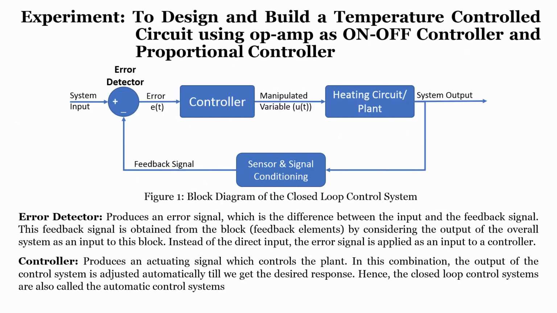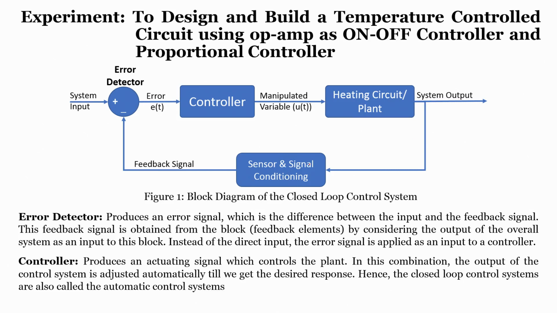Now, this is a block diagram of the closed loop control system, where you can see the system input is given to the error detector, and based on the system input and the feedback signal, whatever error is there is fed to the controller, which is further manipulated, and you can assume that a variable u(t) is applied to the heating plant. Based on that, either the circuit will heat or it will shut down, that is on or off, and the temperature at the output is measured, which is again fed back to the sensor and signal conditioning circuit.